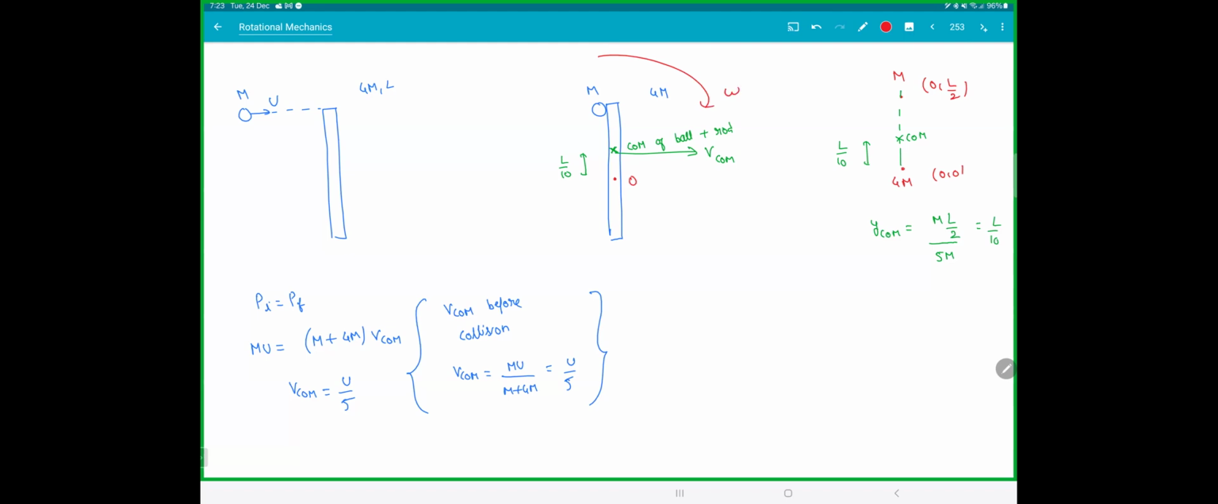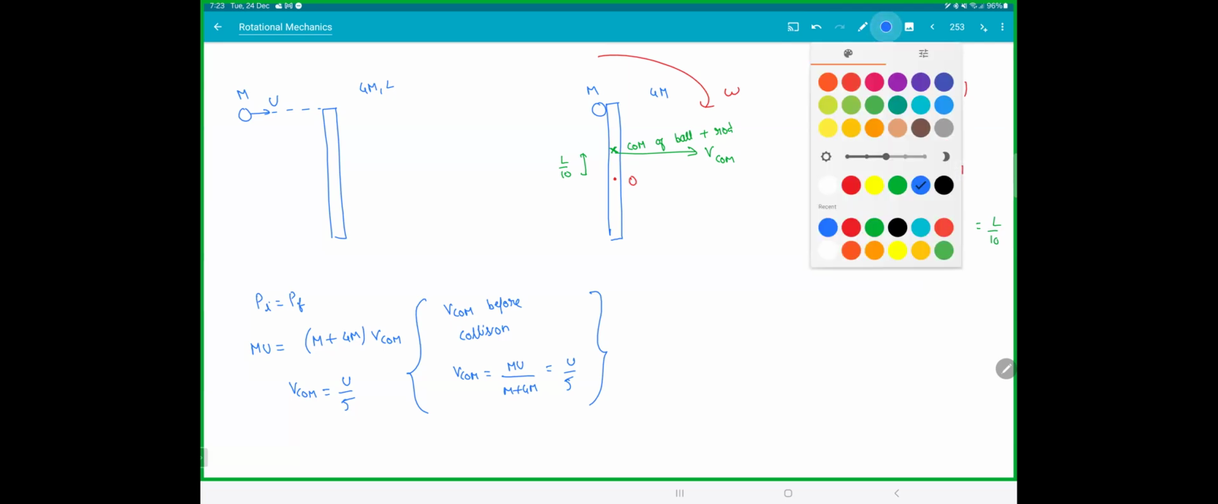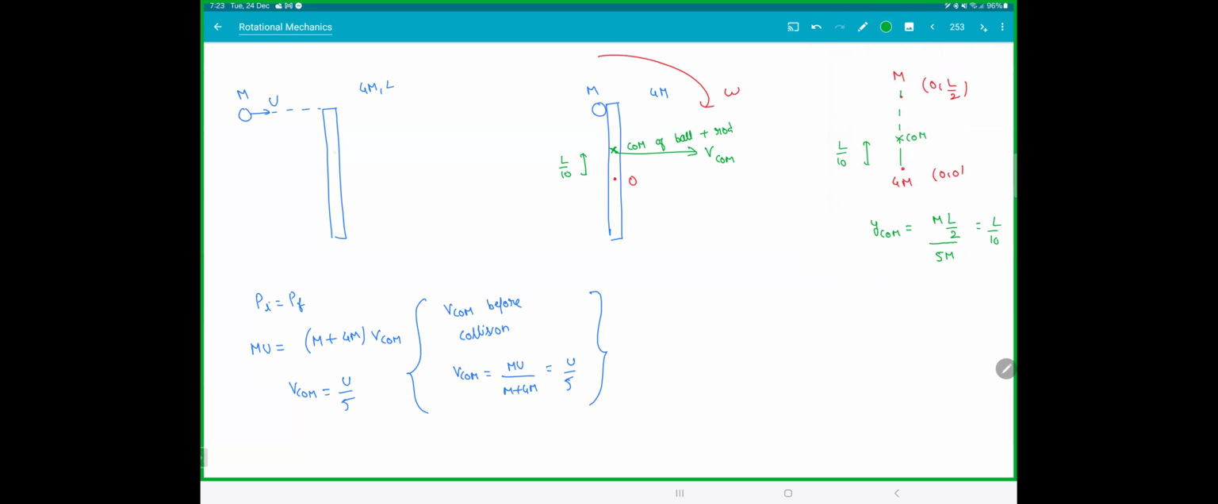Any doubts still here? So first part we got. Now we need to find the omega. Now we can take torque about any point. It works, but I will choose my center of mass. How much is that distance then? If that is L by 10, L by 2 minus L by 10, multiply 5, 4L by 10, 2L by 5. So this distance will be 2L by 5. Here also you can take torque about the thing, but it is fine.